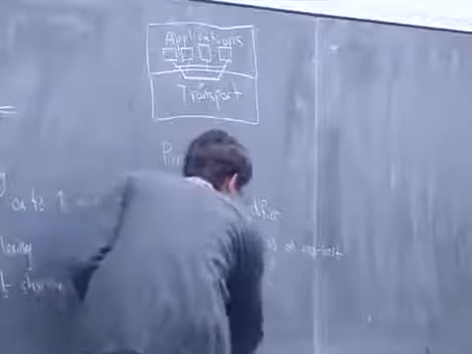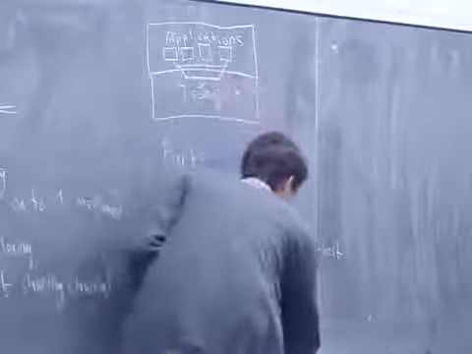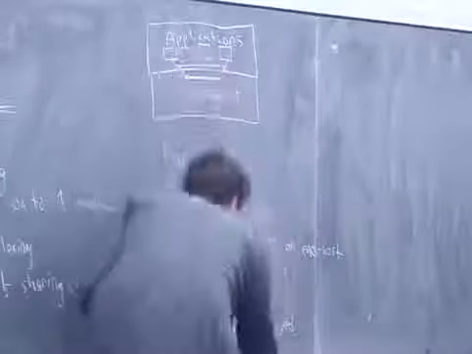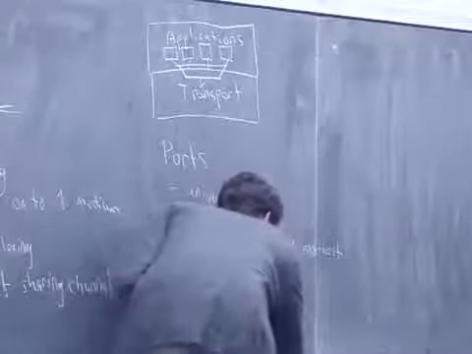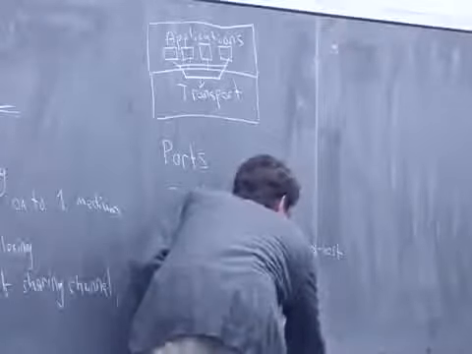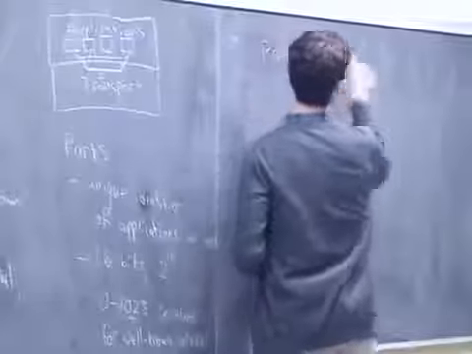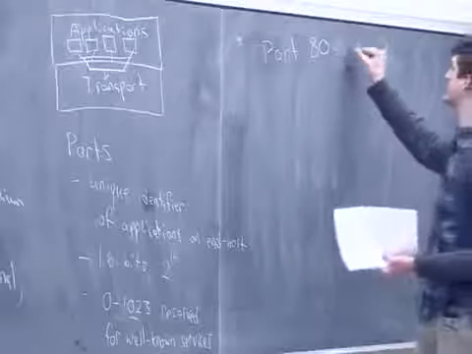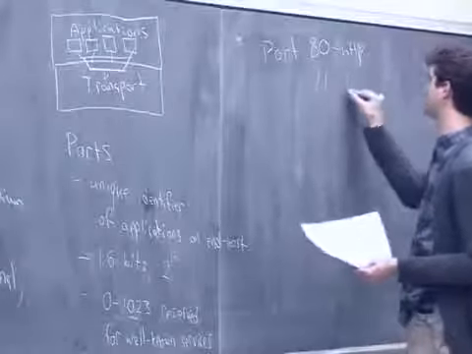The ports 0 through 1023 are reserved. And these are reserved for well-known services. And we'll give you a couple examples just a sec. Well-known services or applications. For example, port 80. Does anybody know what port 80 is used for? HTTP. Yeah. And another example is just 21 is FTP.